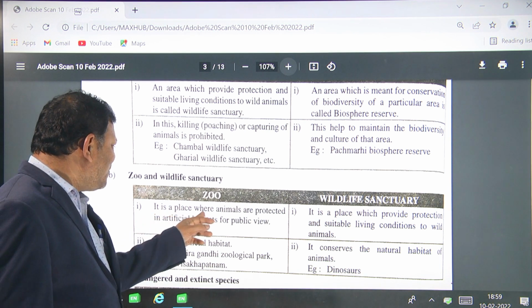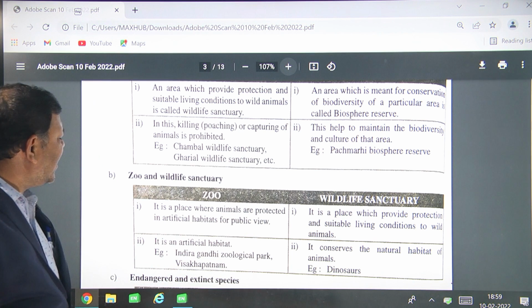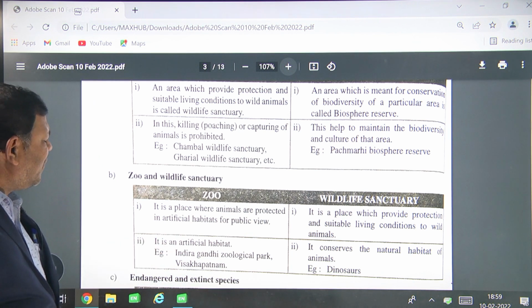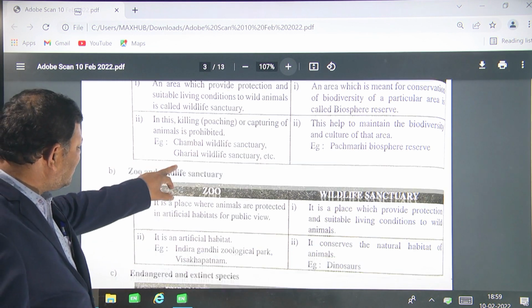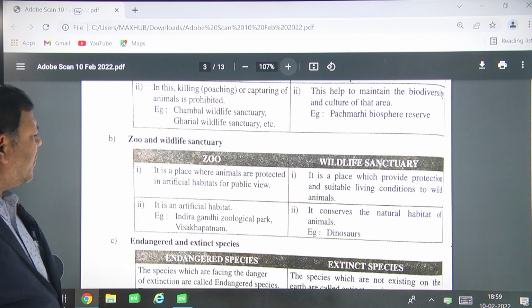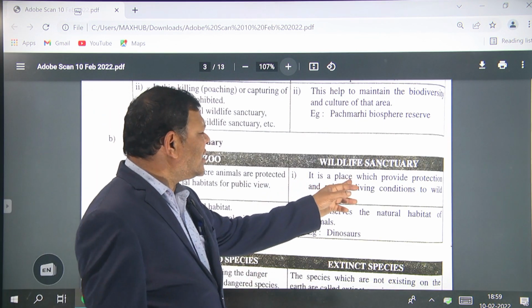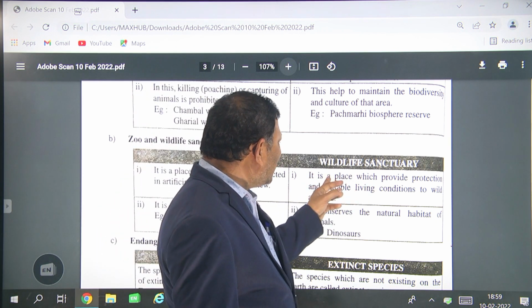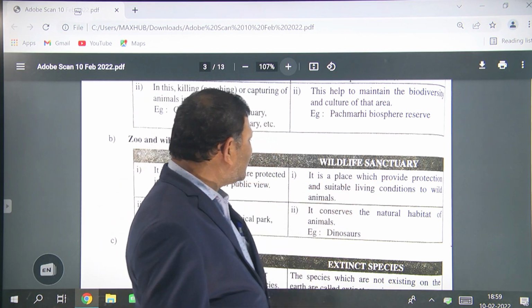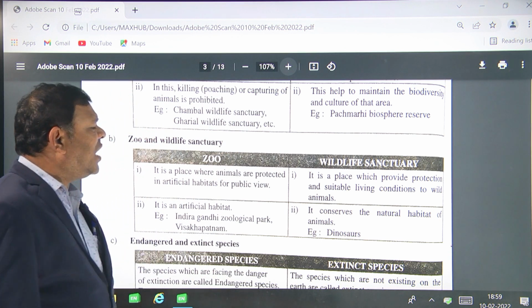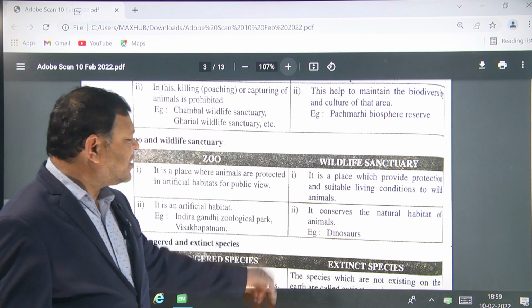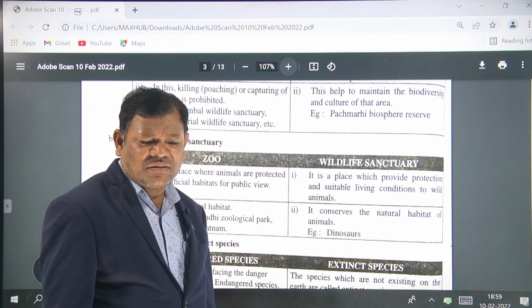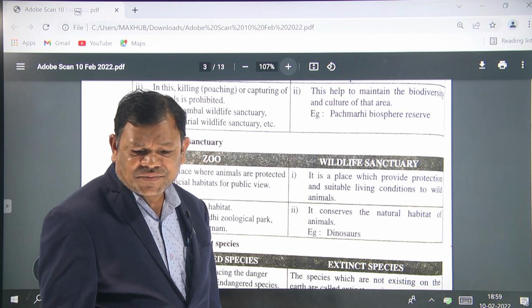And the zoo and wildlife sanctuary difference. Zoo means it is a place where the animals are protected in an artificial habitat for the public view. It is an artificial habitat, Indira Gandhi Zoological Park, Visakhapatnam. Wildlife sanctuary is a place which provides protection and suitable living condition to wild animals. It conserves the natural habitat of the animal. Examples, dinosaur. Are you understanding?